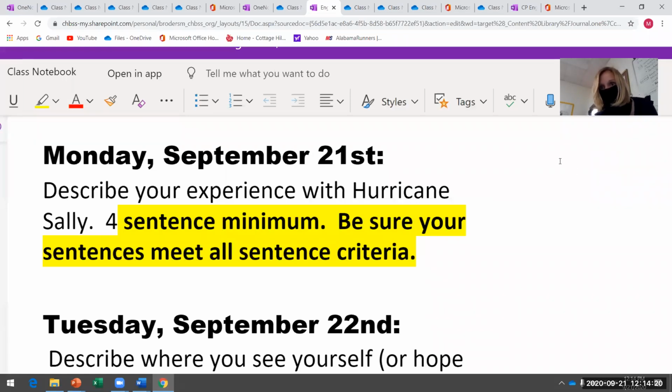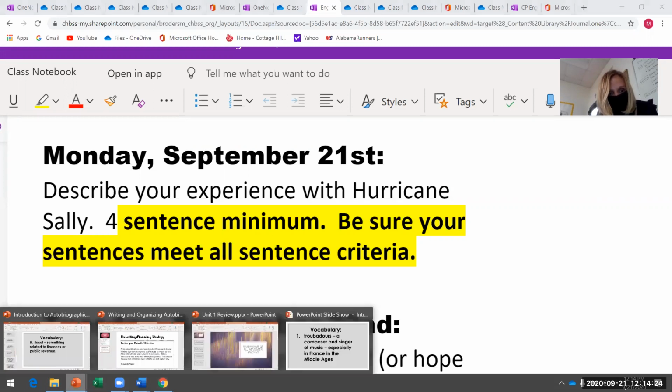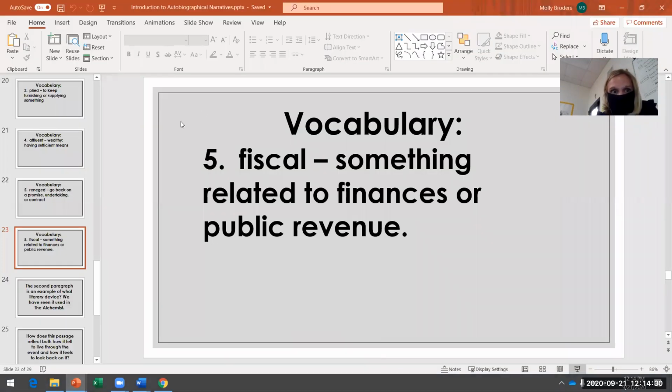to see everything that they did last week, okay? So when we were together last Monday, we began a unit on autobiographical narratives.